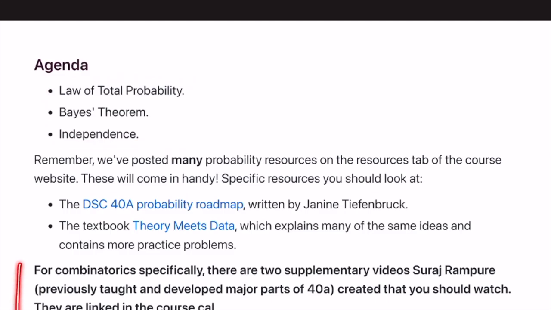There's a couple of those problems that Suraj recorded, and those are linked on the website. Those are good. This textbook, Theory Meets Data, is just a different way of explaining some of this probability stuff that we're learning, and that can be very good. It's a big reason why we do a lot of the tutor questions live in class and solve things, because it's great to hear other people's way of explaining stuff. Sometimes it just clicks. And then Janine's probability roadmap, those several PDFs are really a document to go through to have sort of a recipe for approaching probability problems.